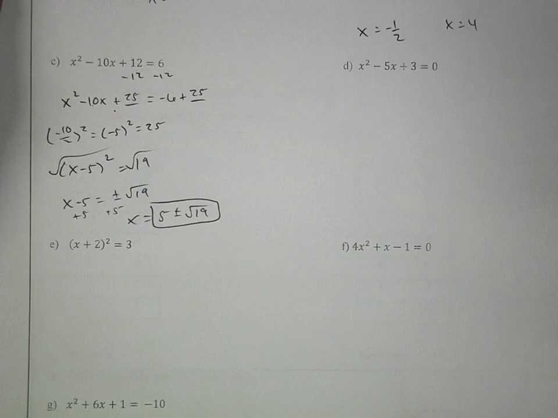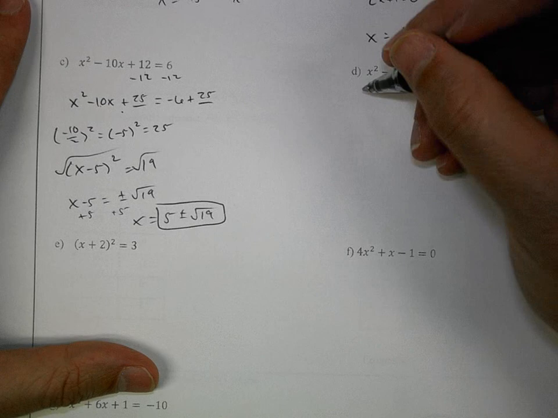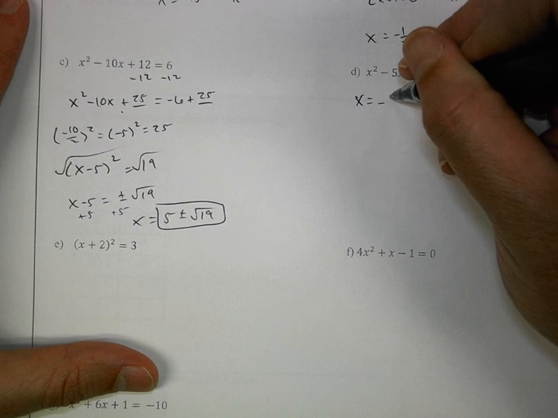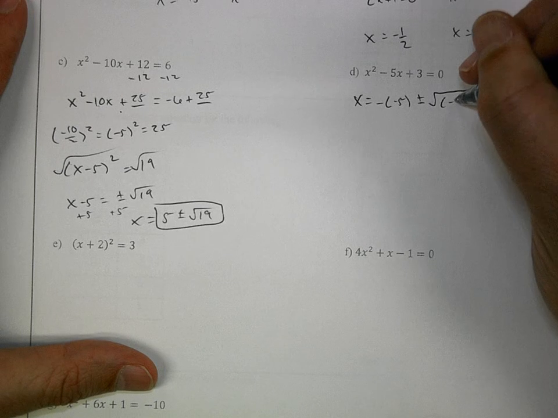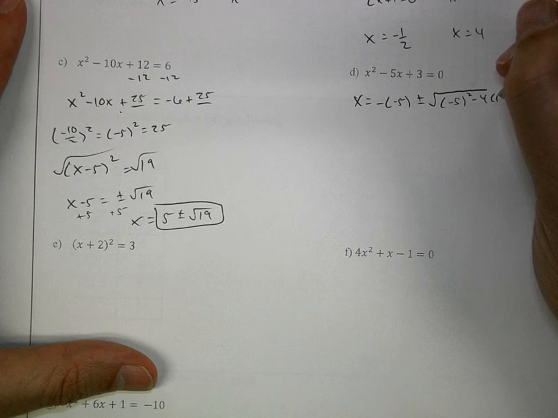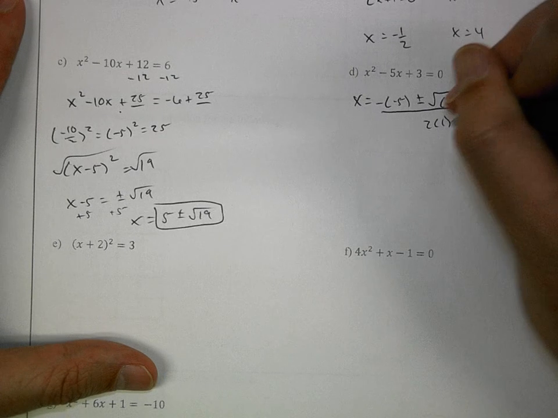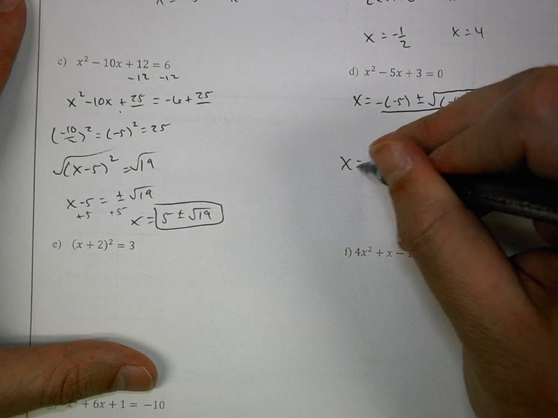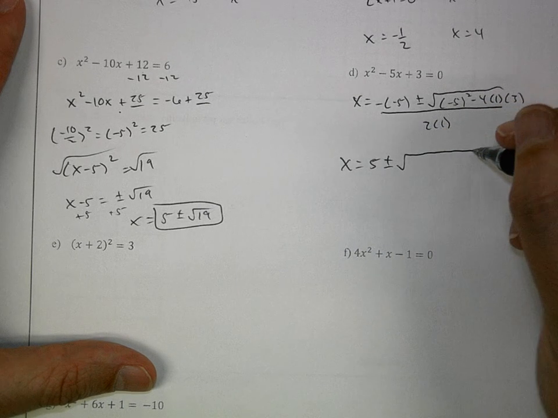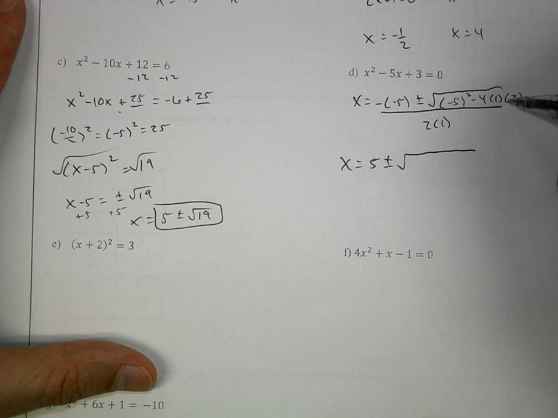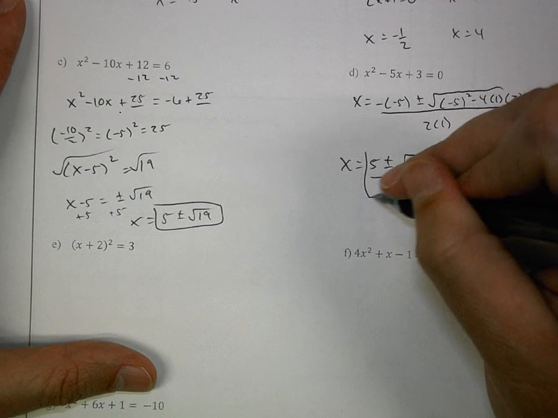For part D, you need to use the quadratic formula. So we have x equals negative times negative 5 plus or minus the square root of negative 5 squared minus 4 times 1 times 3 all over 2 times 1. So x equals negative times a negative is a positive plus or minus the square root. That would be a 25 minus 12, which would come out to a 13 all over 2. And that is as simple as you can get. We can't break down the root anymore.